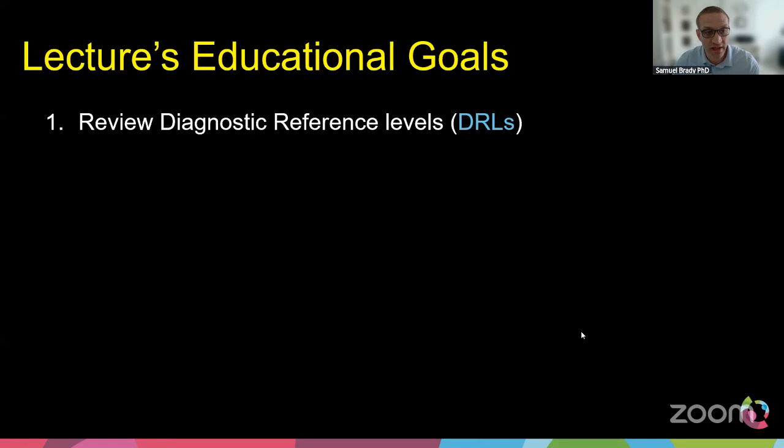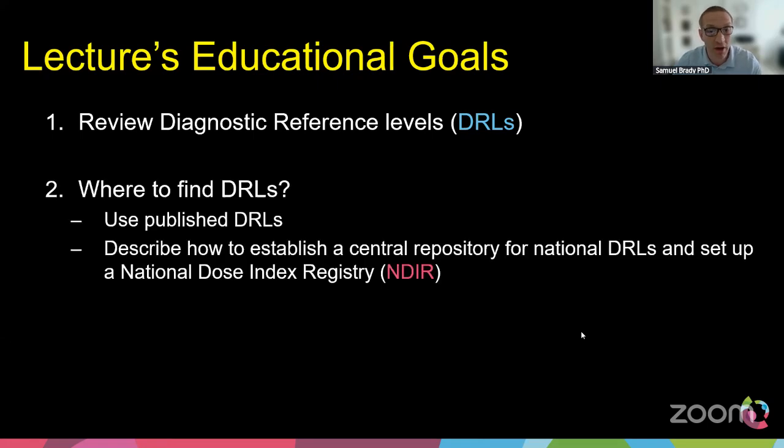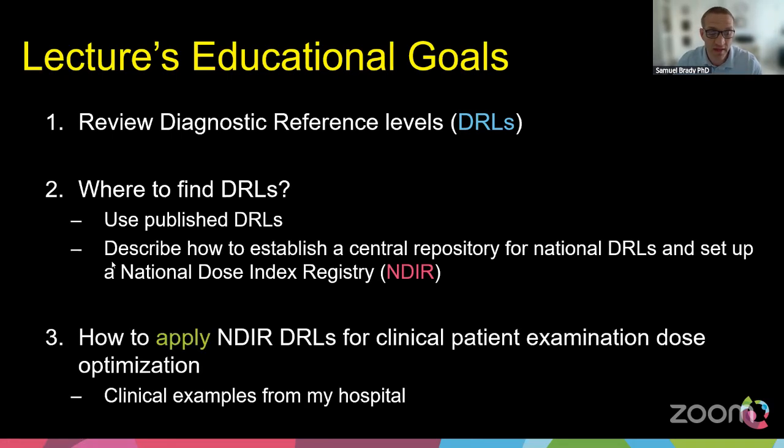My educational goals for today: I will spend a few slides reminding us what diagnostic reference levels are. Then I'm going to talk about where we can find DRLs, how we can either find ones that are already published and use them in our clinics, or how we can establish a process to build our own national DRLs in your respective country. And then throughout my talk, I'm going to share some examples of my experience, but mostly this third bullet point will be used as the next couple of webinars come when we talk about each of the modalities. We'll go into a lot more detail. So today, I intend to just simply share a few examples.